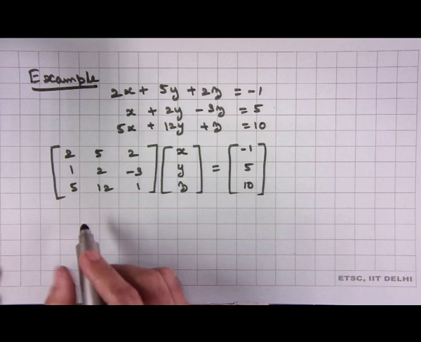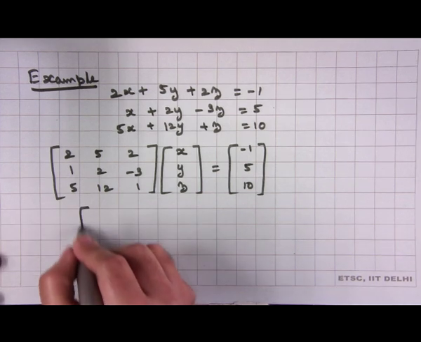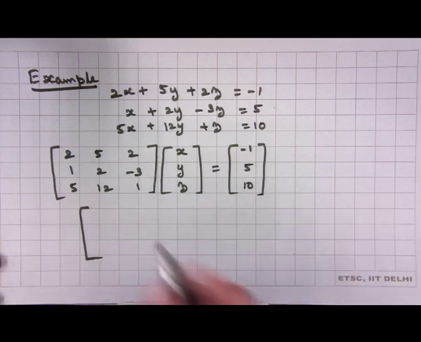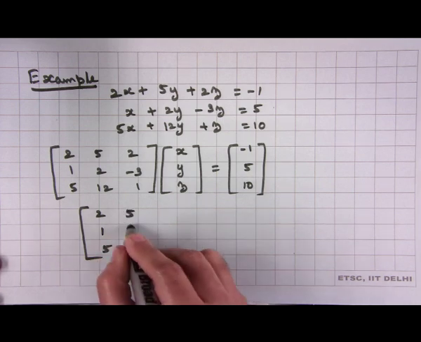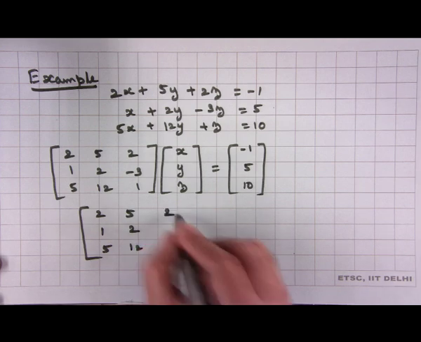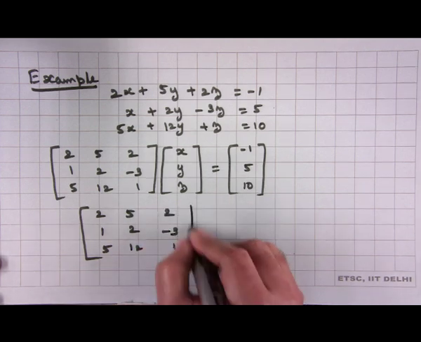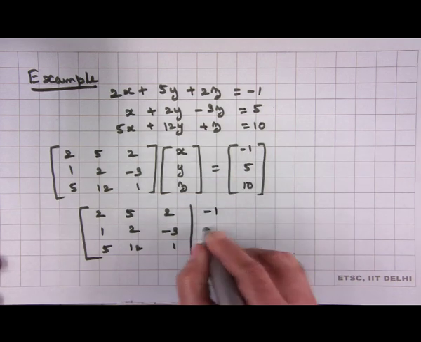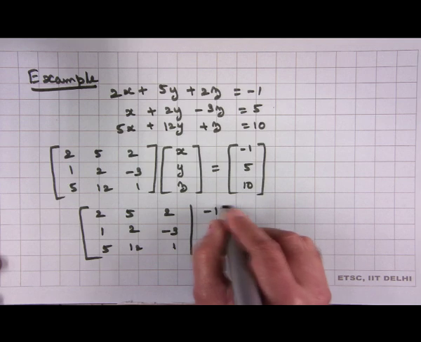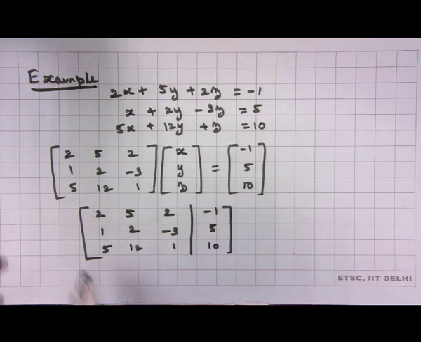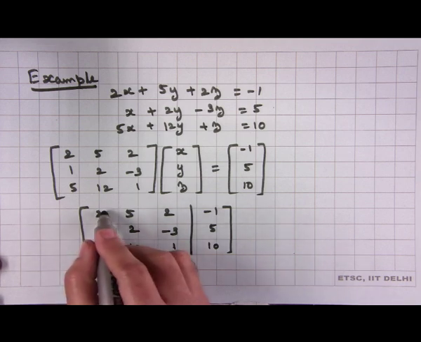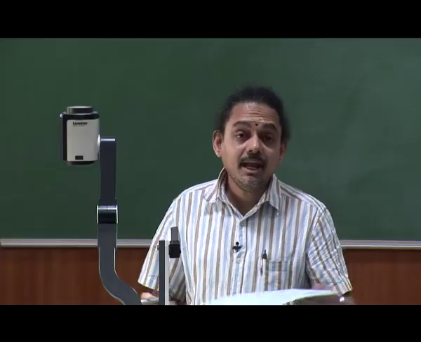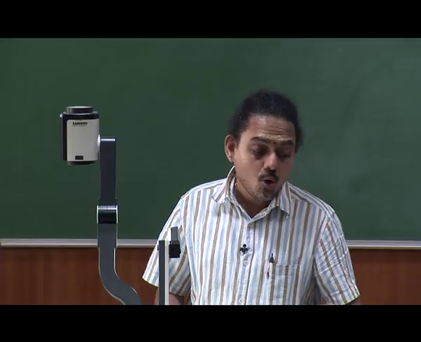Now, let us write down the augmented matrix A augmented with the constant term matrix B. The coefficient matrix is 2, 5, 2; 1, 2, minus 3; 5, 12, 1, and we are augmenting with the constant term matrix which is minus 1, 5 and 10. We have no zero rows, and therefore, we look for the first non-zero term in the first row, which is just 2. So, our aim now is to convert this 2 into 1.